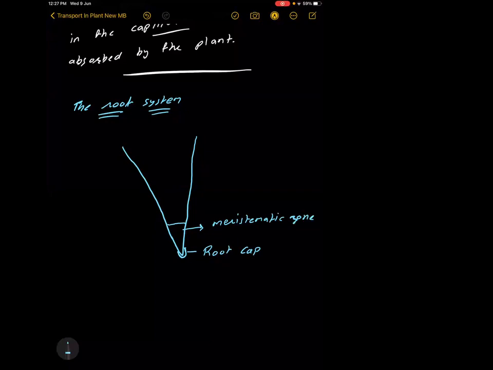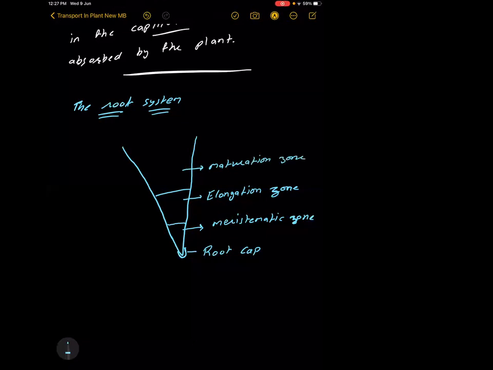And then after multiplication, this area is where the cells start their elongation. They assume their particular shape or size, whatever it is. So this area is the zone of elongation, the elongation zone in short. Fine. And finally, the cells are differentiated into different tissues, whatever the tissue. So this is the region of maturation, or maturation zone.